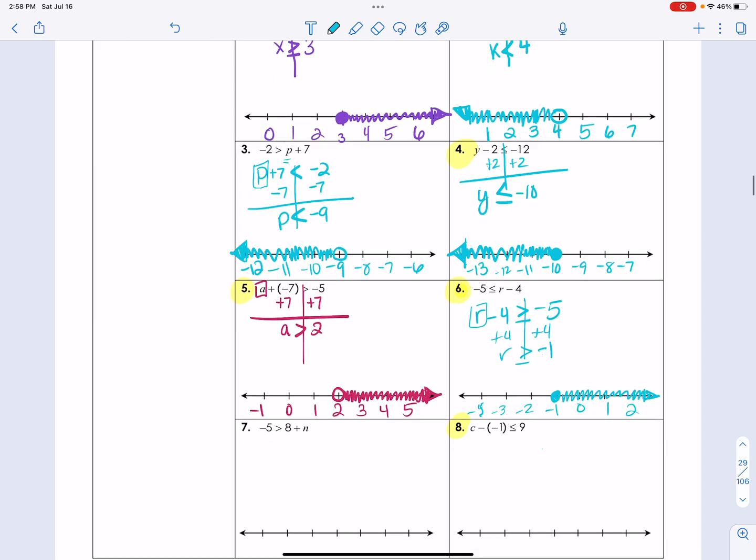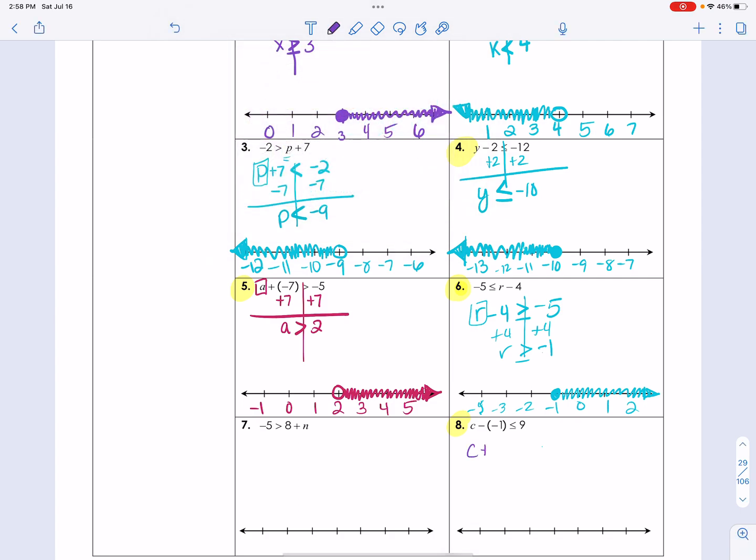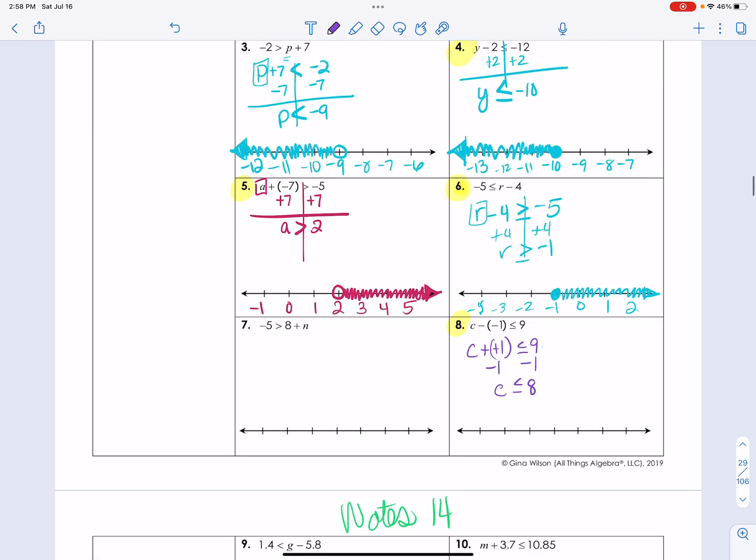Okay, and so on the last one, we've worked on these before. I would rewrite it. So adding the opposite, adding a plus 1. So I'm basically adding. So the opposite of adding is going to be subtracting. And I get C is less than or equal to 8. So my middle number here is 8. This would be 9, 10, 11, 7, 6, 5, getting smaller. Filled in circle at 8, and it's getting smaller. So it's going this direction.